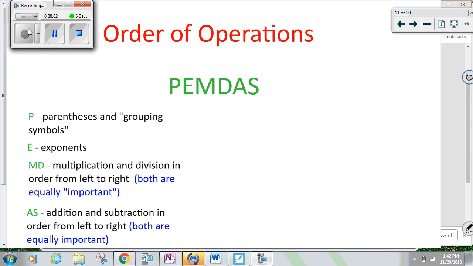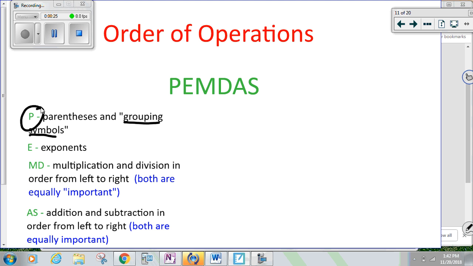So in class we reviewed order of operations. We've done this a lot. But one more time, we have PEMDAS, Please Excuse My Dear Aunt Sally, however you choose to remember that. Just a quick refresher. So we see P, we do parentheses or grouping symbols. Remember, there are other grouping symbols besides just parentheses.